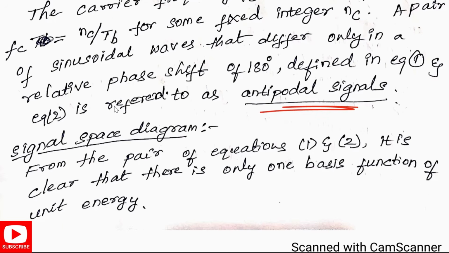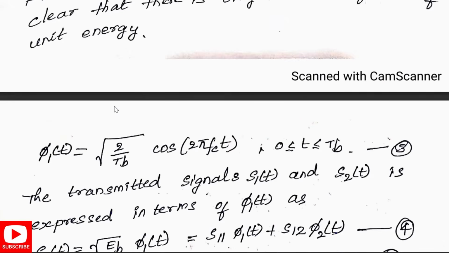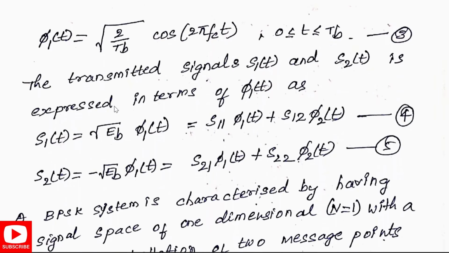So it is clear that there is one basis function of unit energy: phi1 of t equals square root of 2 by TB cos of 2 pi FCT. The transmitted signals, these two, can be expressed in terms of phi1 of t, so we will replace that. S1 of t is given as square root of EB phi1 of t, and S2 is minus square root of EB phi1 of t, where if we multiply it, we get S11 phi1 of t and S21 phi1 of t. This is equation 4 and this is equation 5.